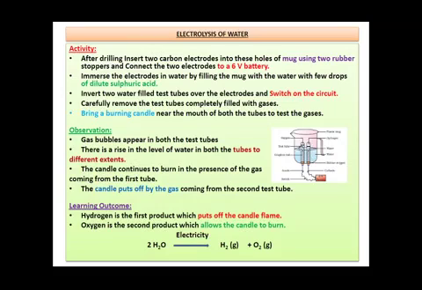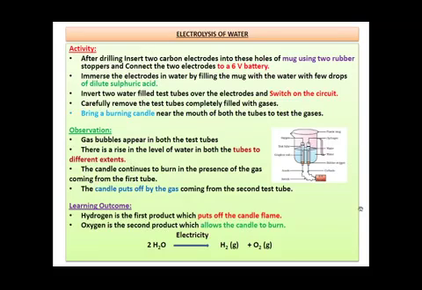Now two water-filled test tubes are taken, which are very carefully inverted over the electrodes. As you can see over here, two test tubes are taken which were filled with water and they are now inverted over the electrodes very carefully. Now switch on the circuit. Now you have to leave this whole apparatus undisturbed for some time.